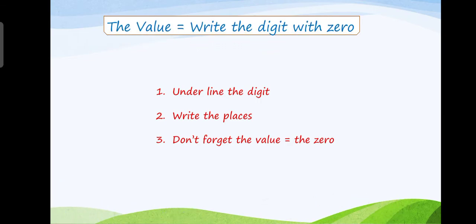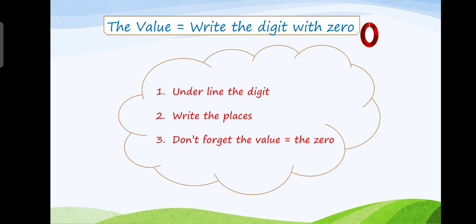Okay, the value means write the digit with zeros. Write the digit with zeros. First we have to underline the digit. Number 2, we have to write the place value, the places. Don't forget, the value means how many zeros.